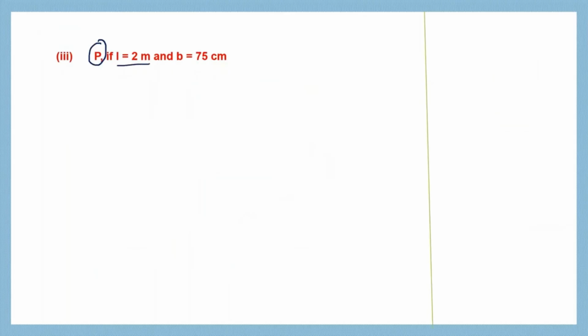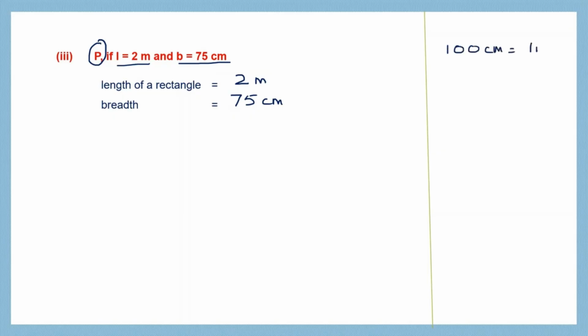Question 3. Here we have to find the perimeter. Length is given to us and breadth is given to us. So let's begin. Length of a rectangle is 2 meters. The breadth of the rectangle is 75 centimeters. So here again we have meter and centimeter, different units. Let's convert breadth to meters. So 100 centimeters make 1 meter.